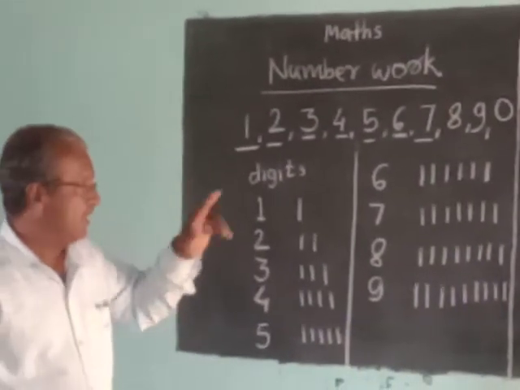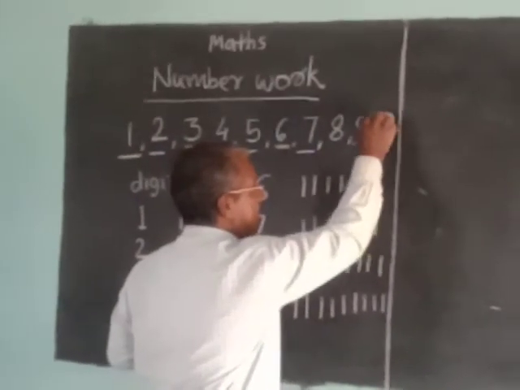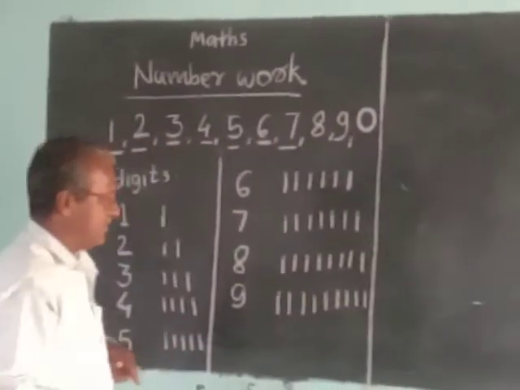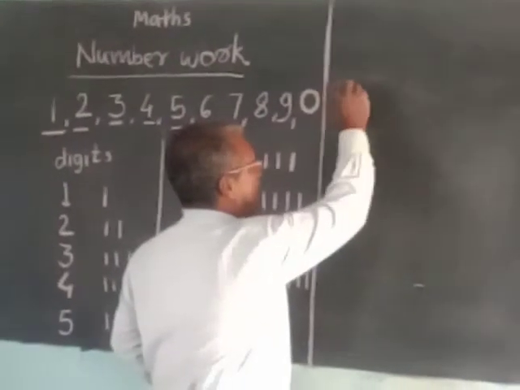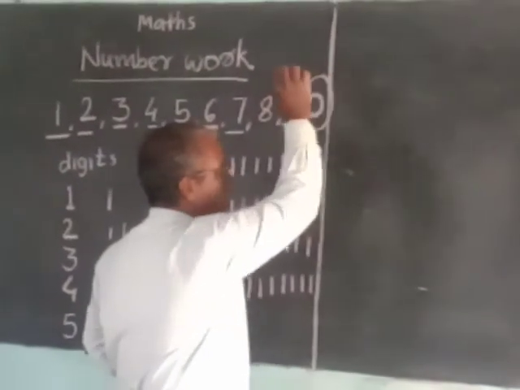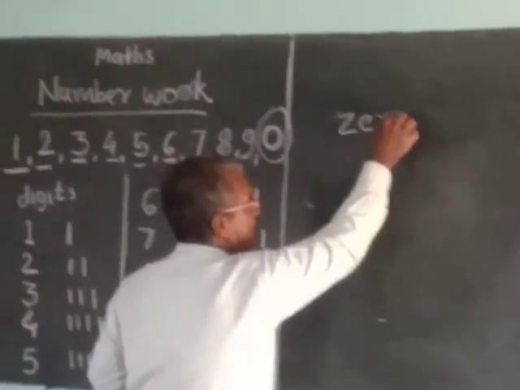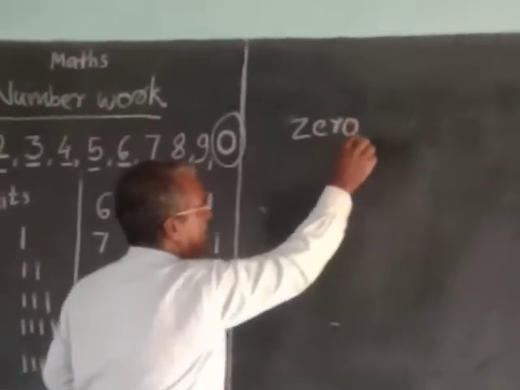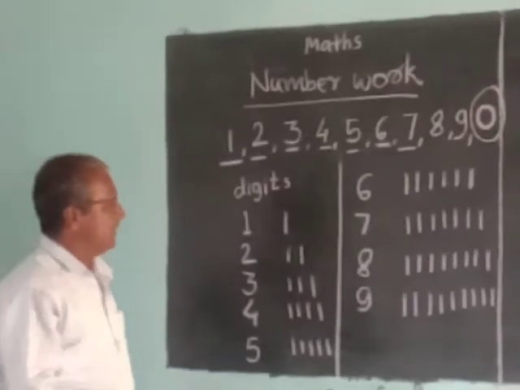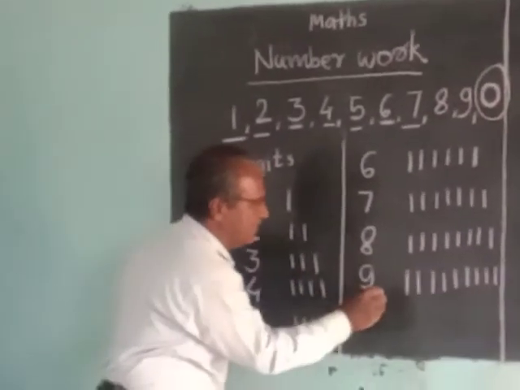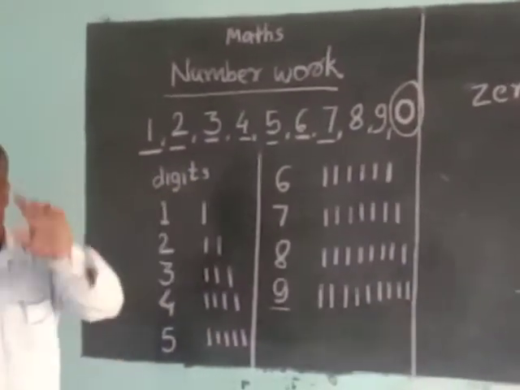Now the last symbol is only a round circle. What is this symbol called? I will give you more information about this symbol after some time. At first, here are 9 symbols and the next symbol is called 0.